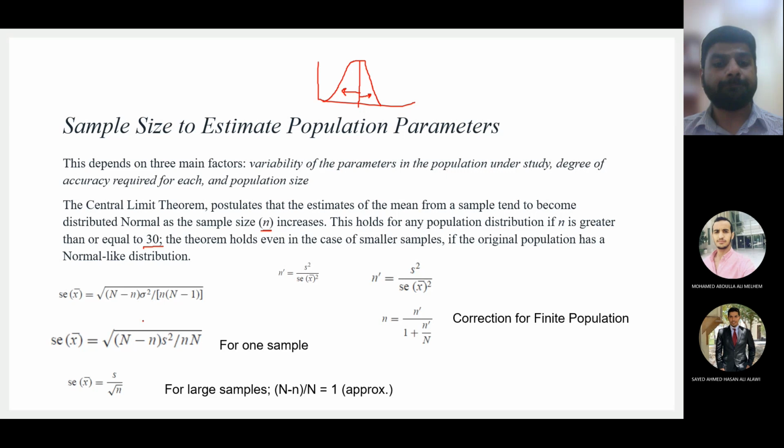Here you see the standard error for x bar. Now what is x bar? X bar is the mean of the sample. Now the standard deviation or the error in the mean, this is the standard error in the mean. So the sample which you are collecting, how much should its standard error be? This can be calculated using this equation.